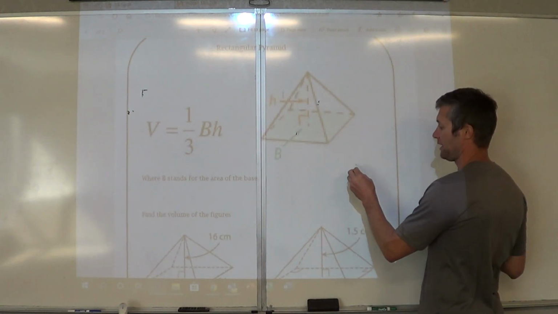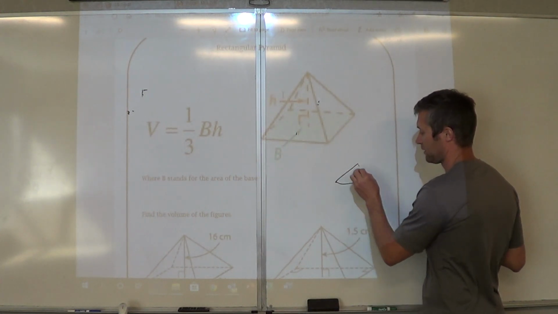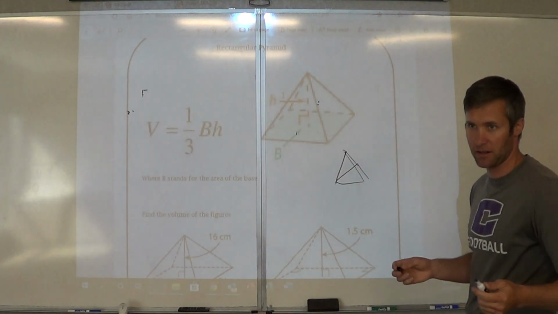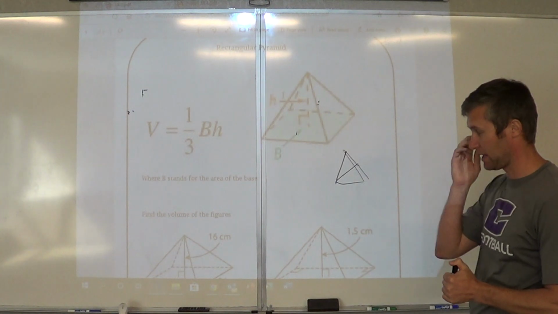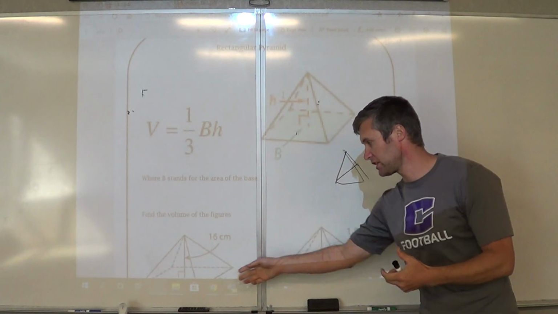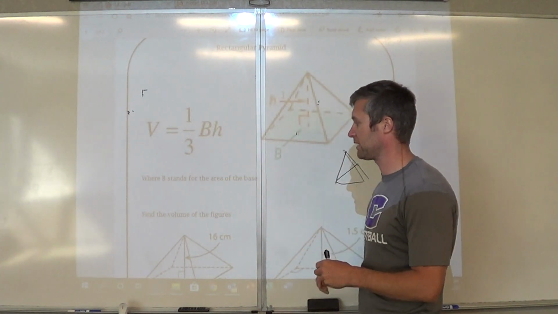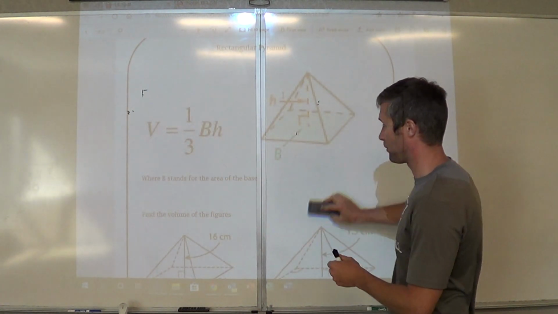You could also have a triangular pyramid. So how do you find the area of a triangle? 1/2 base times height. But typically we're going to see a rectangular pyramid as we go through that. But it's 1/3 the area of the base times your height. And just point that out to you.